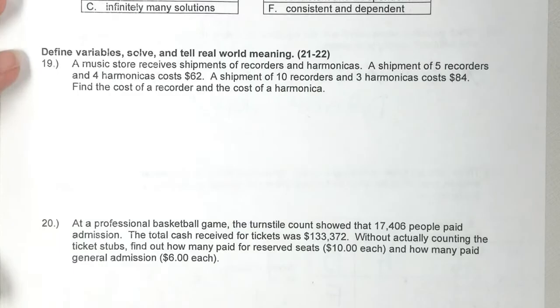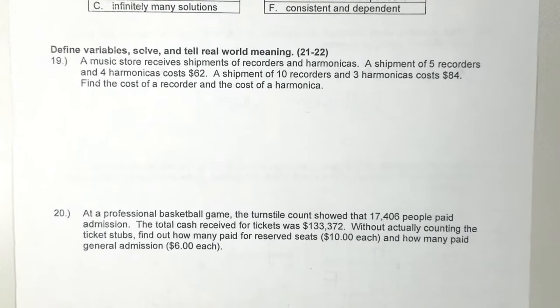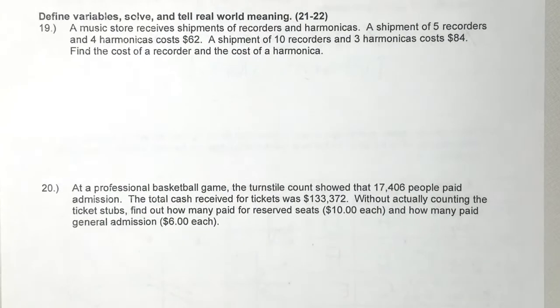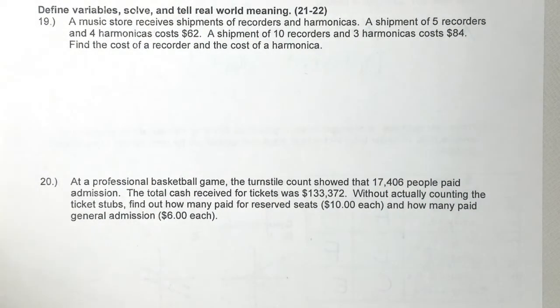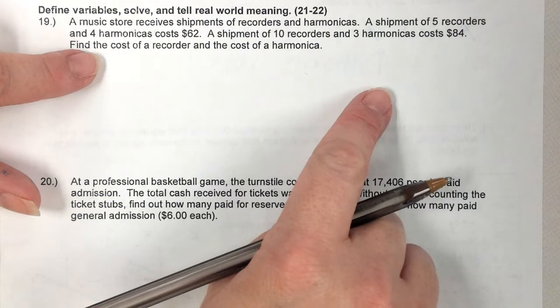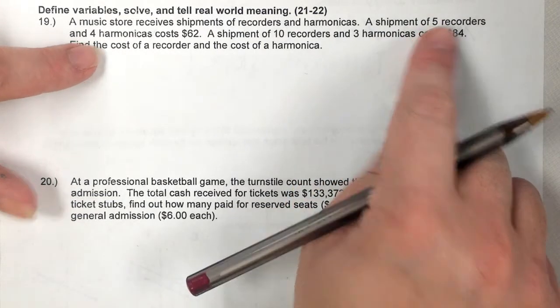Okay, now number 19 and 20 doesn't matter how we solve it. We do have to come up with the equations, and we have to define our variables. Okay, so it says a music store receives shipments of recorders and harmonicas. A shipment of 5 recorders and 4 harmonicas costs $62, and a shipment of 10 recorders and 3 harmonicas costs $84. So I know that I have 2 different shipments, which means I'm going to have 2 different equations for those 2 shipments. And I have 2 unknowns, okay?